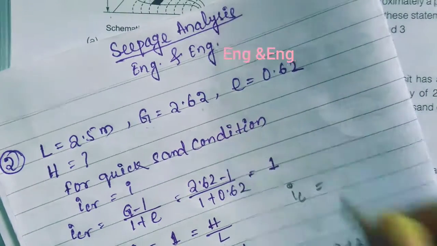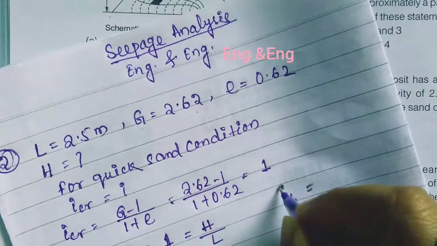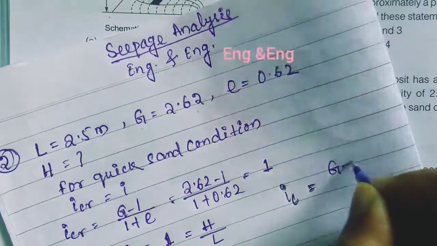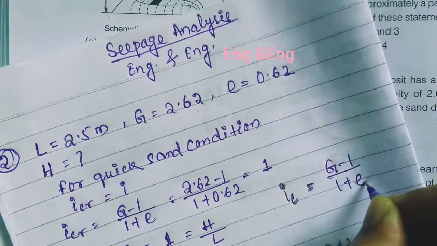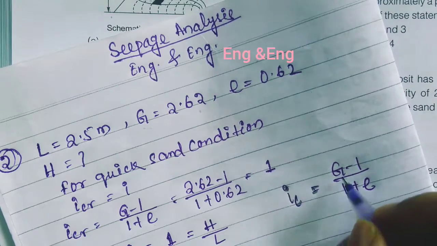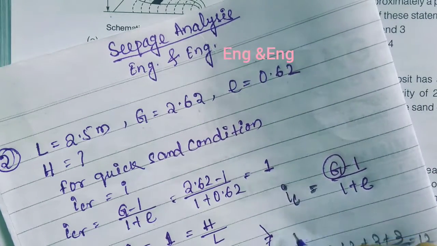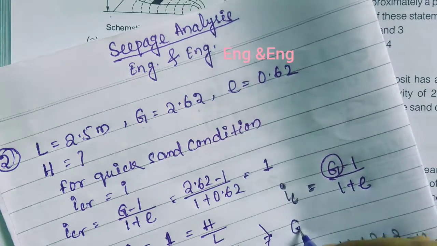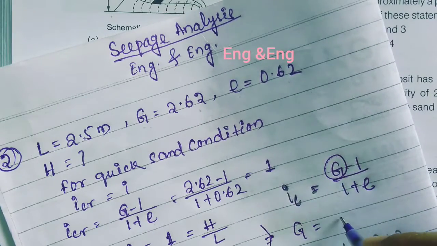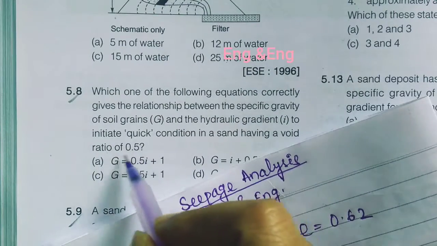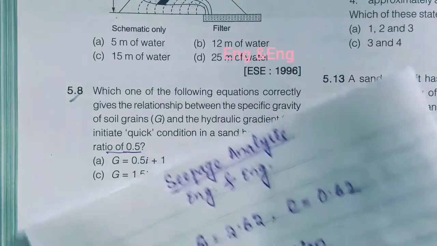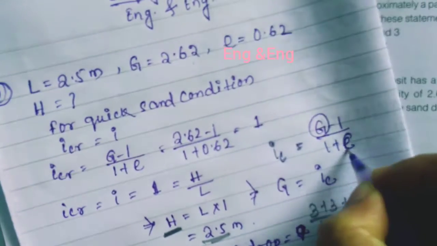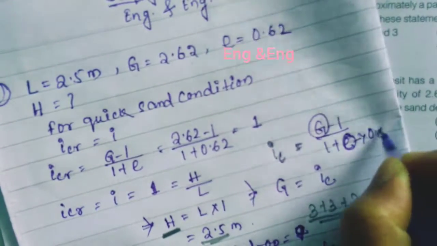IC equals G minus 1 divided by 1 plus E, this one, and G equals to क्या होगा? G equals to होगा. IC and E, void ratio is given 0.5. So E value is 0.5.